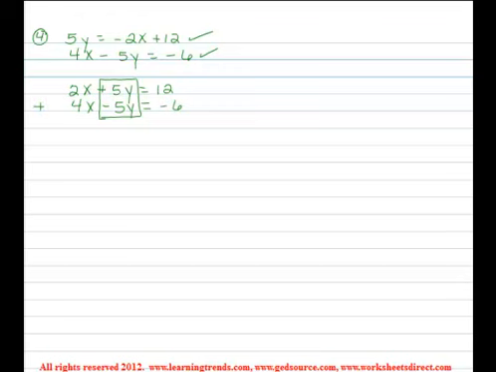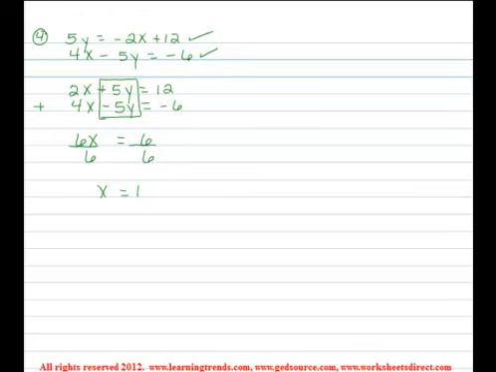2x plus 4x gives us 6x. Positive 5y and a negative 5y gives us 0, so we can just leave that. And 12 plus a negative 6 gives us a positive 6. So we'll divide each side by 6, and we see that x equals 1 in our problem number 4.